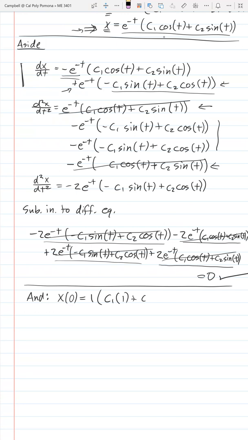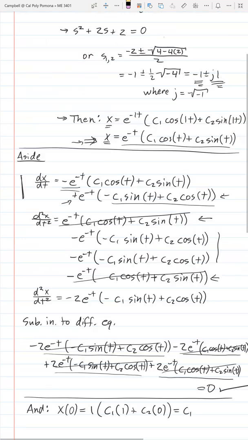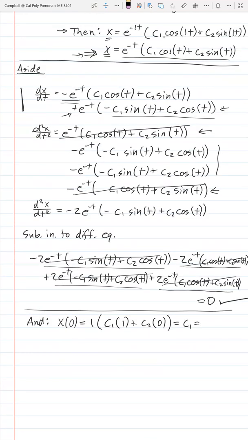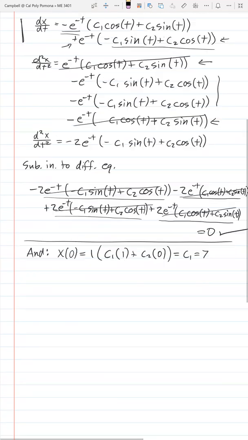And then we have a C2 times sine, but now this is sine at time equals 0. Sine of 0 is 0. And so we can see that we get C1 here, and we can also see that based on the problem statement way up here that x naught is equal to 7. So we can see immediately that C1 is equal to 7.